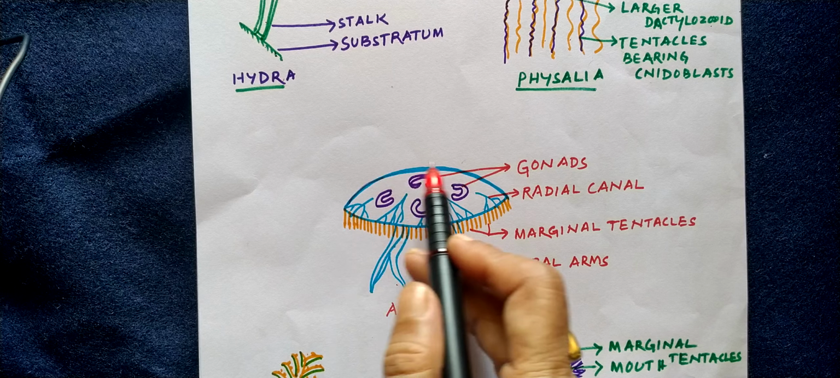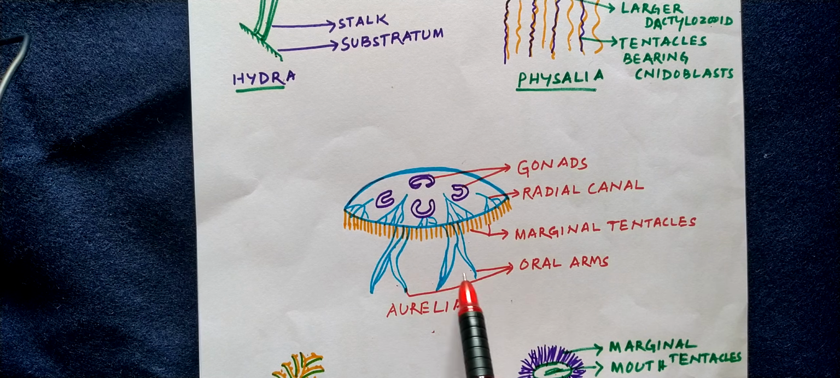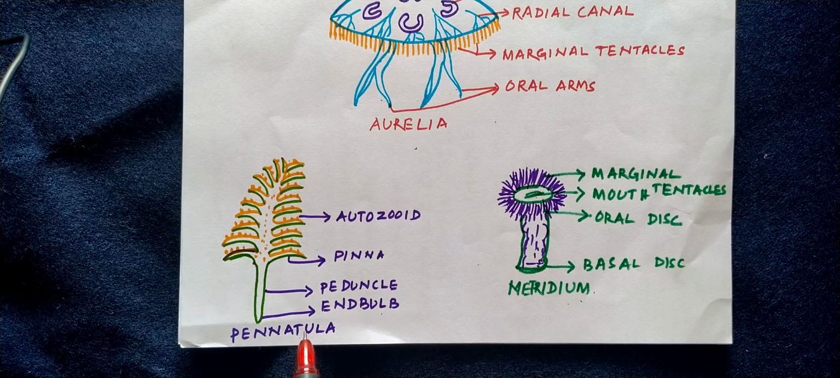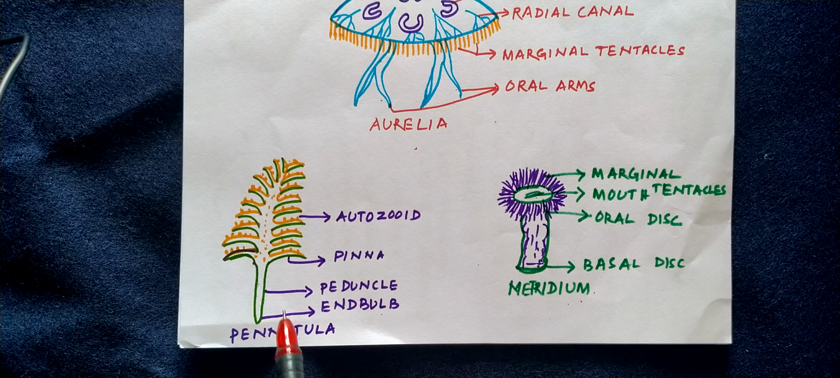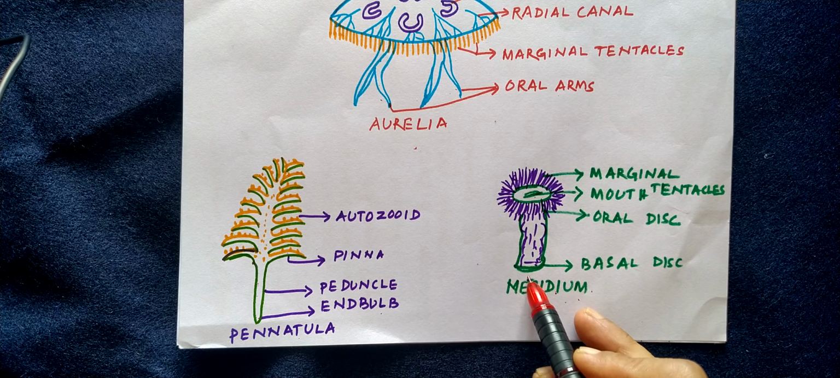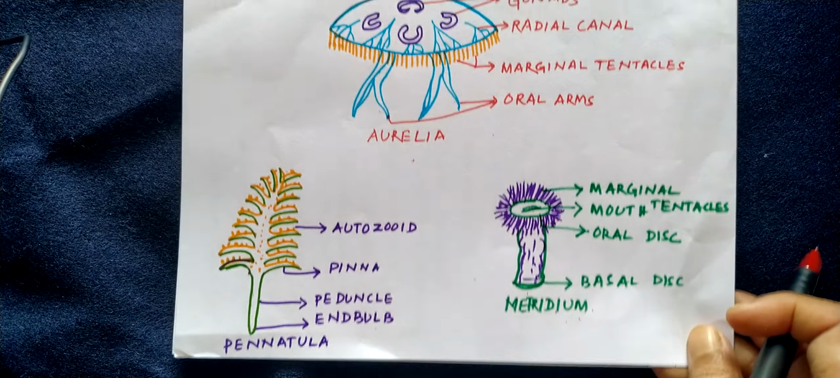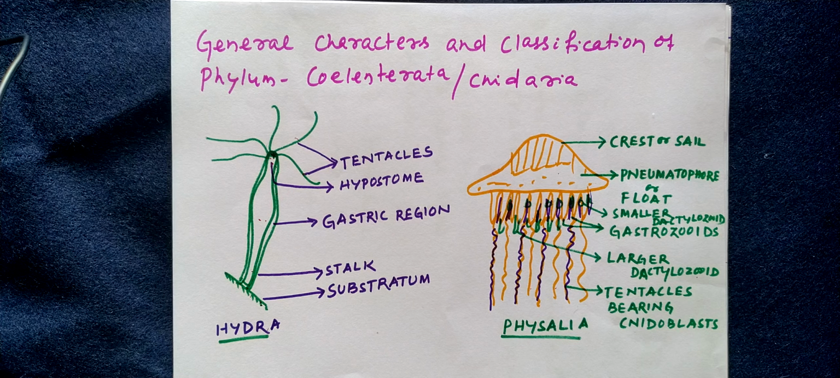This form is medusoid. This is known as the medusoid form. These are gonads, these are radial canals, these are marginal tentacles, and these are oral arms. This is another example. This is the Pennatula. It has autozooids. This is pinna, this is peduncle, and this is the end bulb. It is another example, Metridium. It has oral disc, basal disc. This is mouth, this is marginal tentacles. These are different examples or species of phylum Coelenterata or Cnidaria.